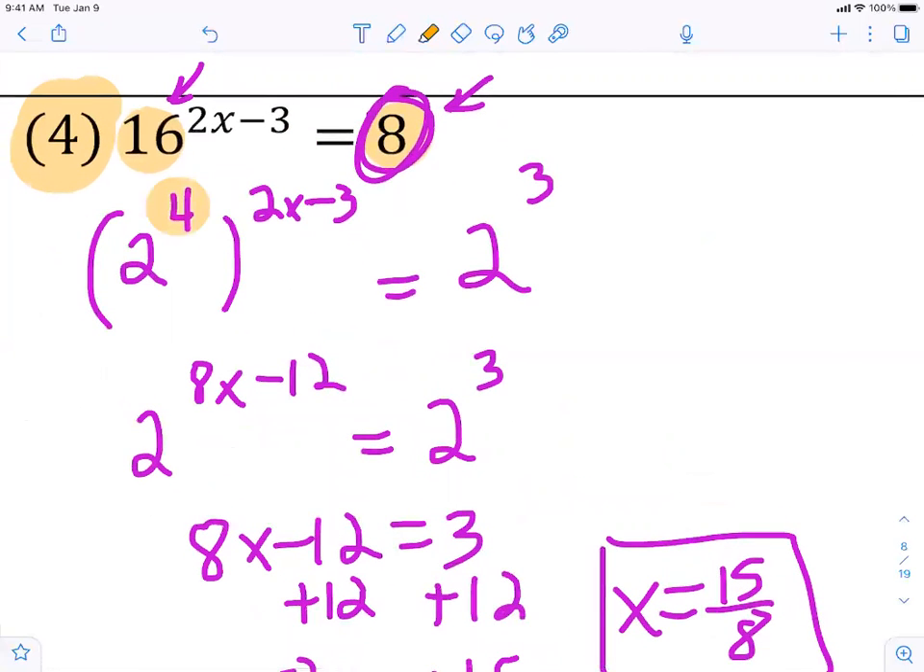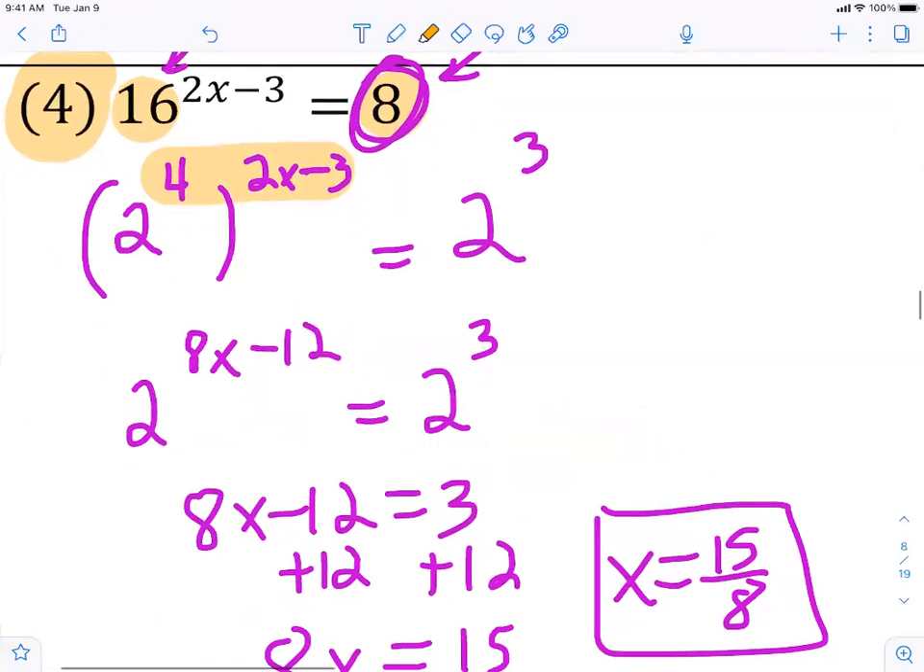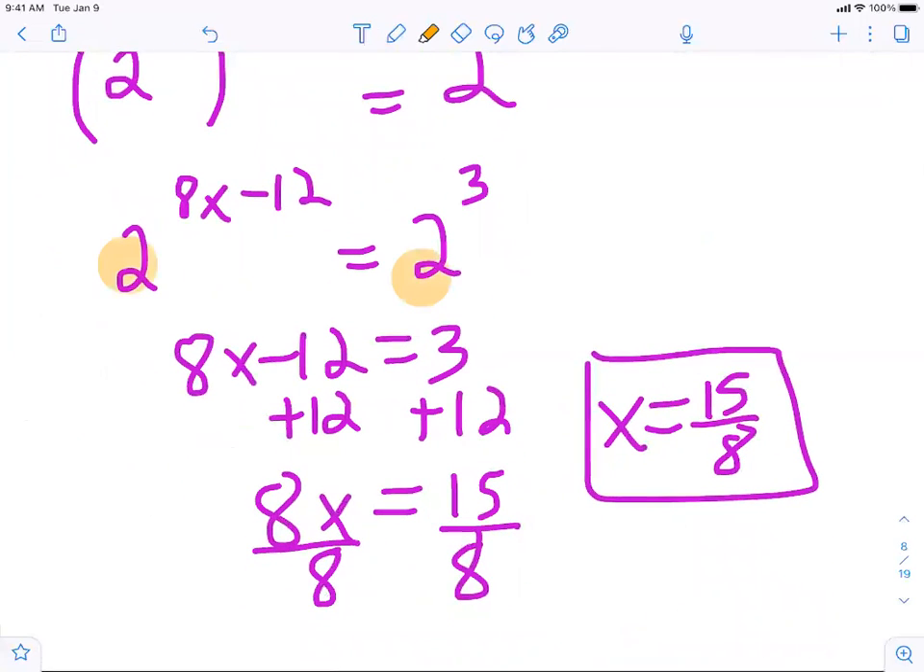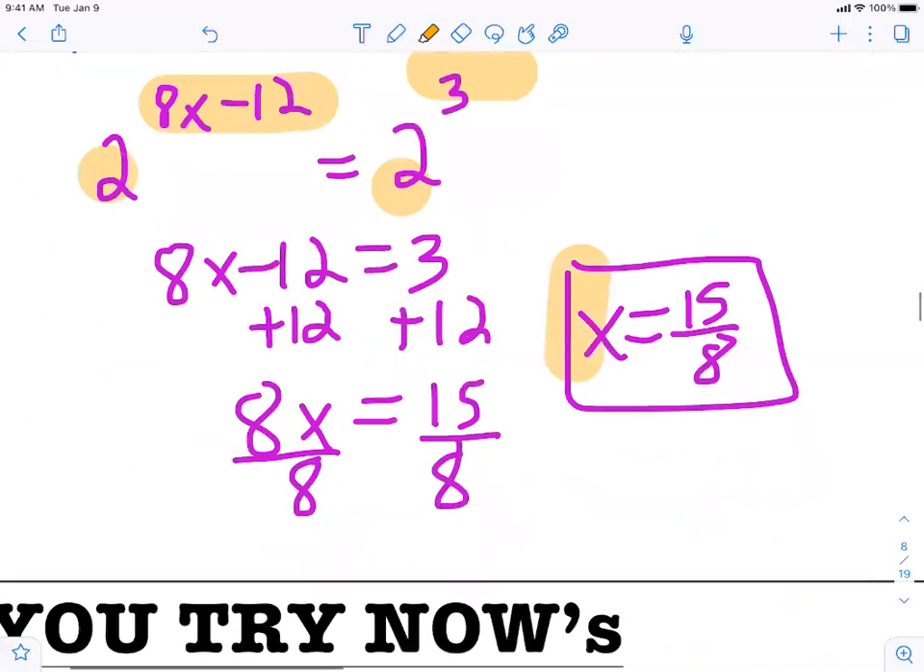Obviously, the next step was we distributed our exponents. 4 being raised to the 2x minus 3, we distribute that through and multiply it together. Then our bases are the same, so we can just set our exponents equal to each other and solve. And that's how you get x equals 15 over 8.